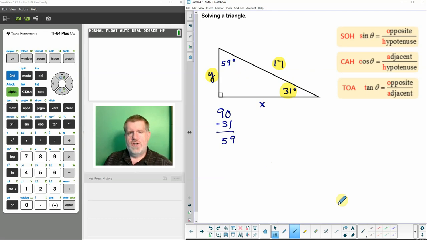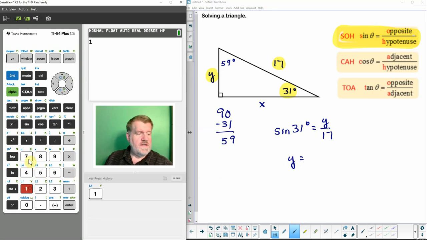So which trig ratio would relate 31, Y, and 17? Well, I've got the opposite side, and I've got the hypotenuse. So what trig function is that? Opposite and hypotenuse, that would be sine. All right, let's set up my equation. I know that the sine of 31 degrees equals y over 17. So to solve this equation, I just multiply both sides by 17.